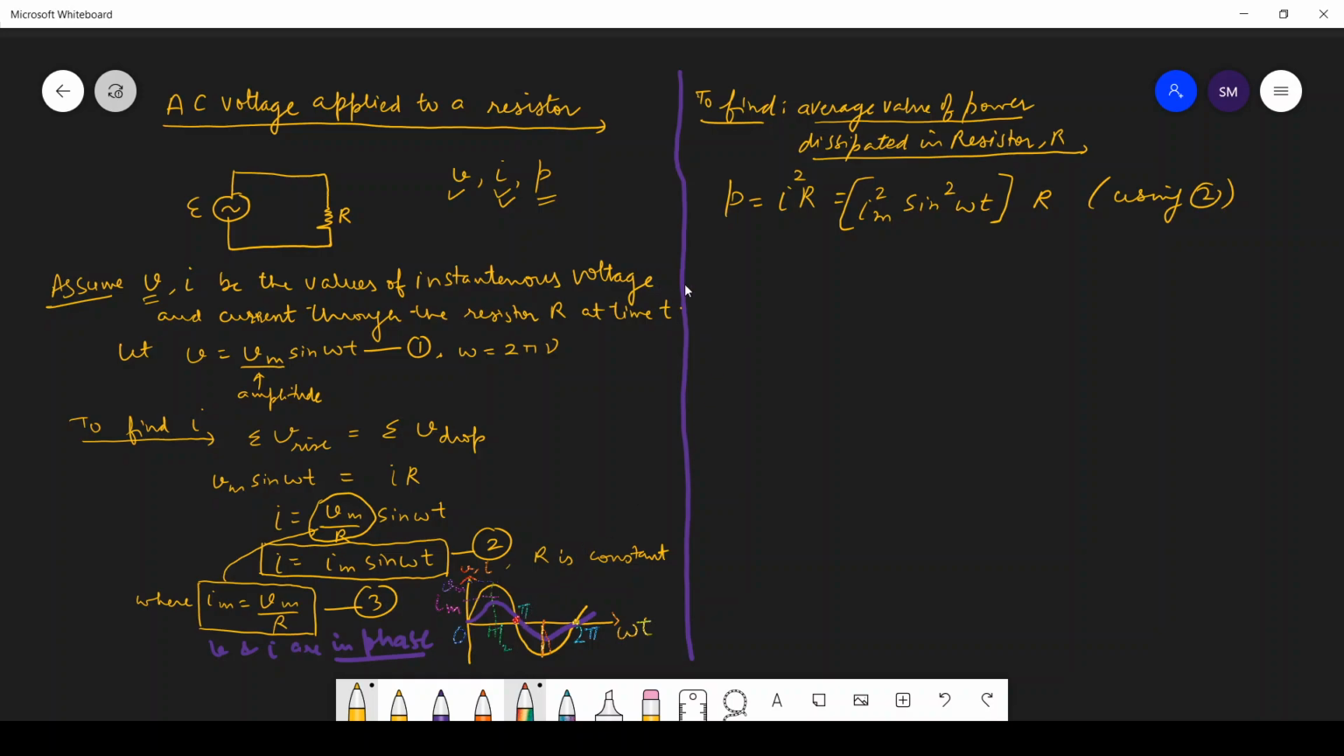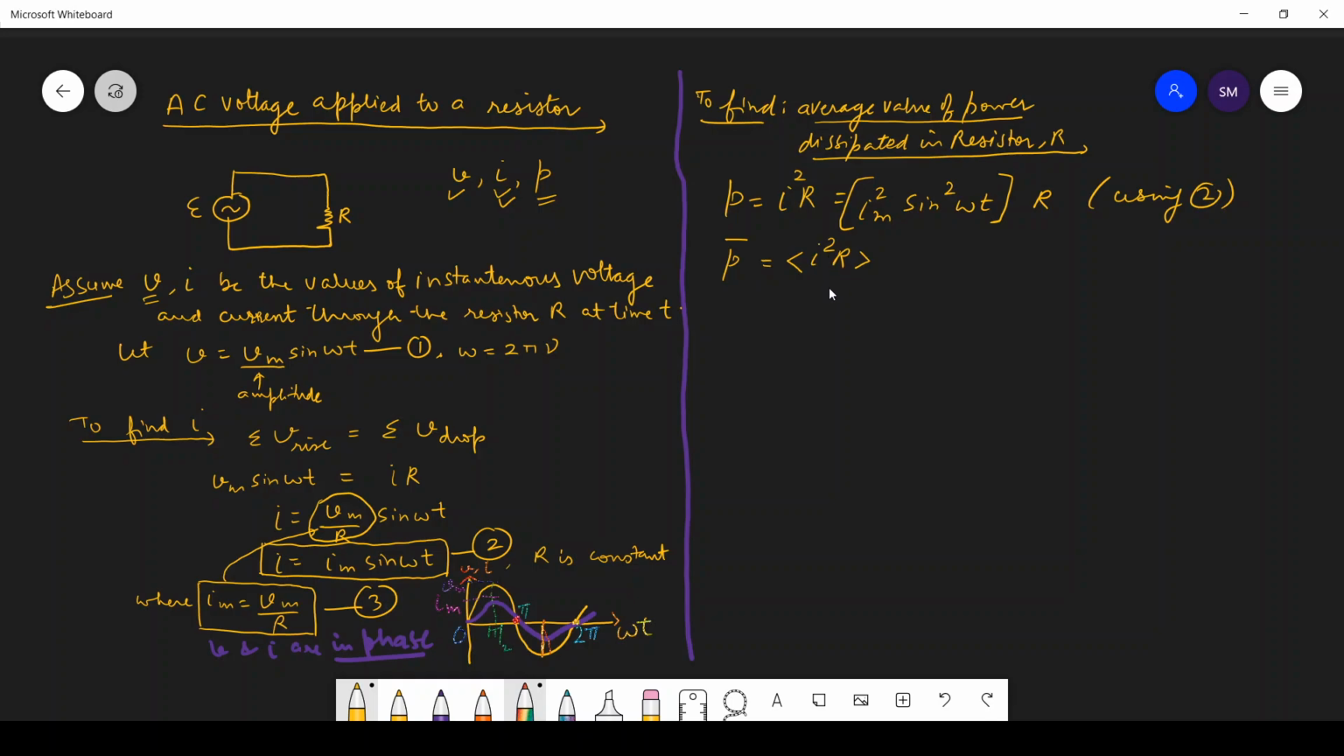Now how will I take the average? So P, put the bar. This is one way of writing the power. Another way is I simply put these brackets, and whatever be the algebraic expression inside this, I have to take the average of it. So either write bar or put these brackets, both mean average.